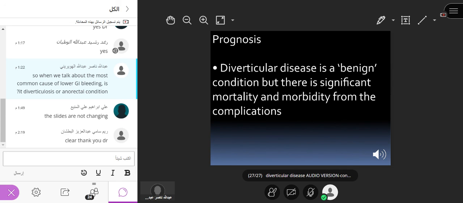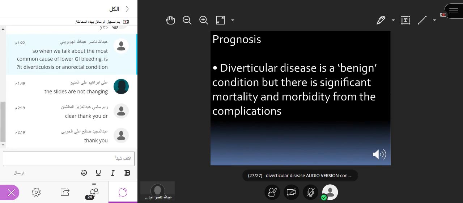Just, doctor, about defunctioning colostomy, or defunctional loop colostomy. What is it exactly, again? Yeah, defunctioning colostomy.